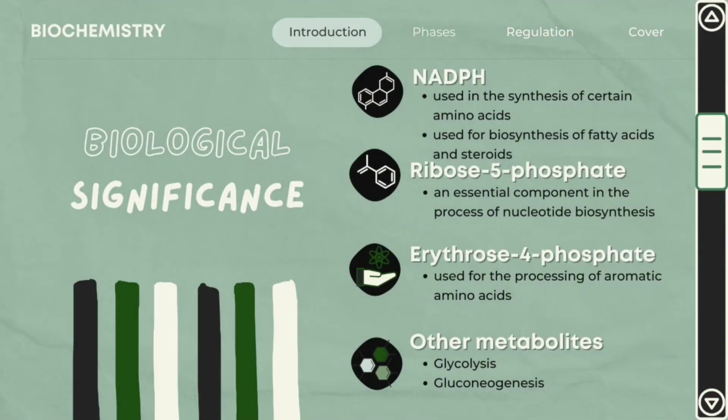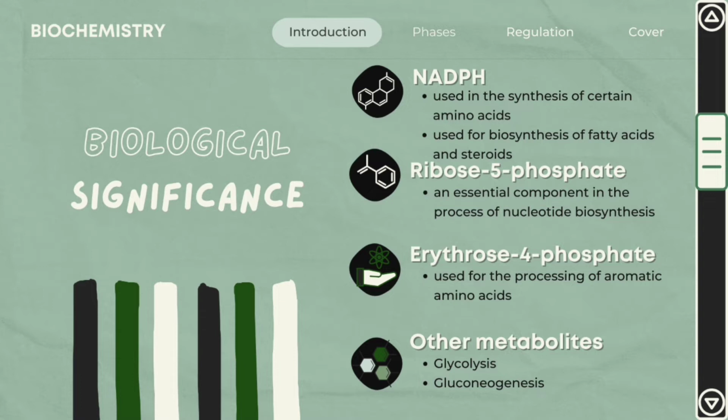So its biological significance of the intermediates. First is the NADPH. It is used in the synthesis of certain amino acids, and also it is used for biosynthesis of fatty acids and steroids. Next, the ribose 5-phosphate. It is an essential component in the process of nucleotide biosynthesis.